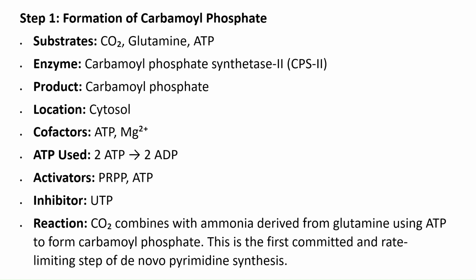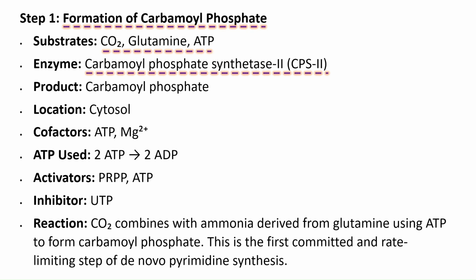So to summarize, the formation of carbamoyl phosphate is the first committed and rate limiting step of de novo pyrimidine synthesis. It occurs in the cytosol, where the carbamoyl phosphate synthetase 2, or CPS2, enzyme uses carbon dioxide, glutamine, and ATP to form carbamoyl phosphate. Two ATP molecules are consumed in this reaction. CPS2 is a highly regulated enzyme. That is, it is activated by PRPP and ATP, but it is inhibited by UTP through feedback inhibition. This step determines the overall rate of pyrimidine synthesis.